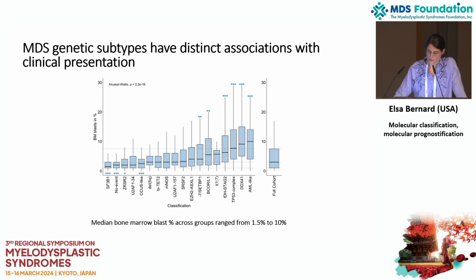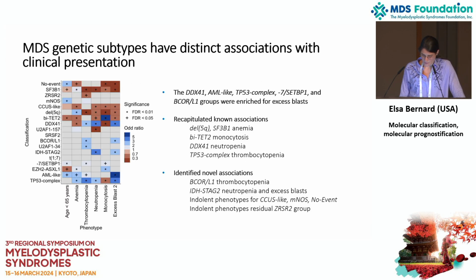association between subtypes and bone marrow blast, where the median bone marrow blast across the different subtypes ranges from 1.5% for the lowest group to 10% for the highest group. So the lowest groups were SF3B1, no event or CICUS-like, for example, and the highest groups were AML-like, DDX41, TP53 complex, and the IDH-STAG2 subtypes, which had a very secondary AML-like genetic profile.